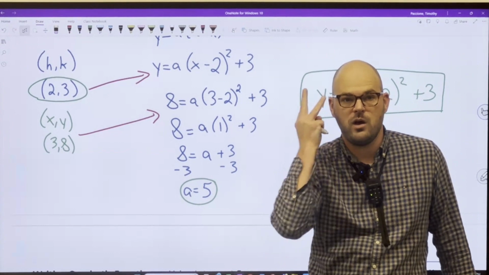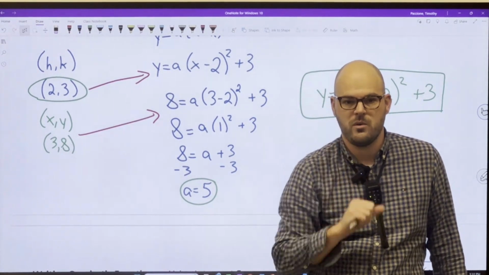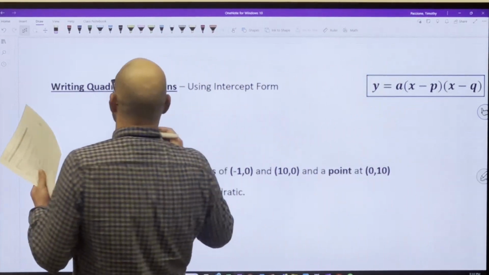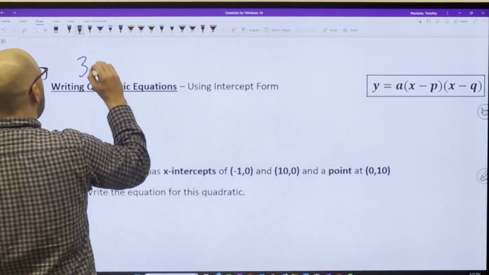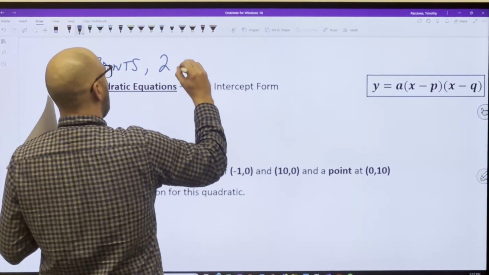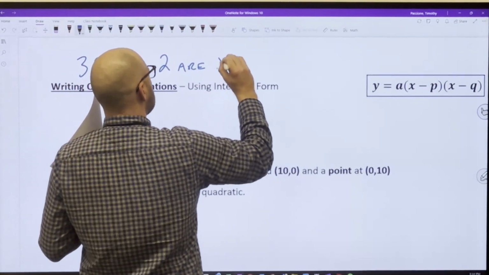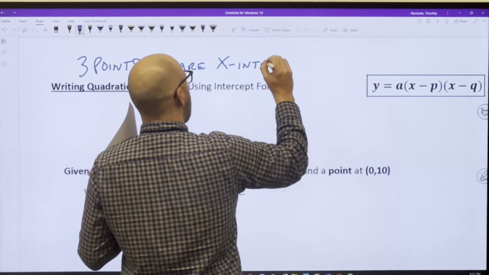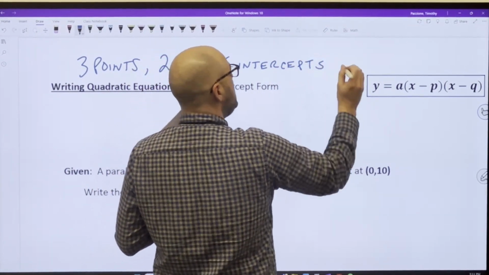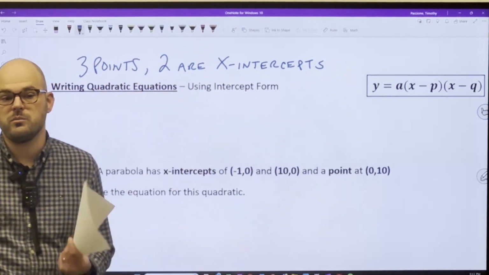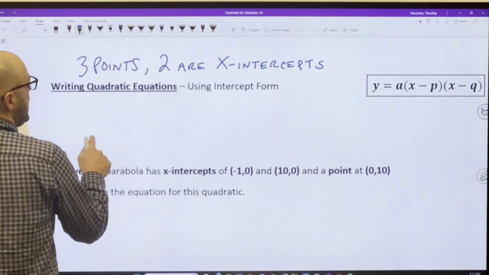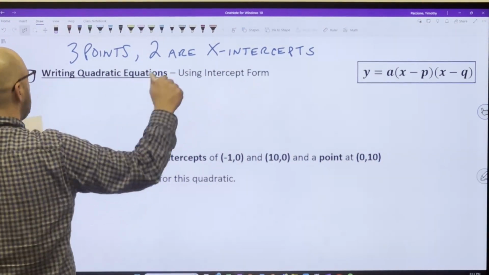The next scenario, you'll have 3 points and 2 of them are x-intercepts. Okay? So now we're going to have 3 points and 2 are x-intercepts. This is scenario 2. And you're not always going to be told, hey, this is the time you use intercept form, this is the time you use vertex form. You got to be able to recognize the difference, okay? So 3 points and 2 are x-intercepts. Of course, that's our intercept form.